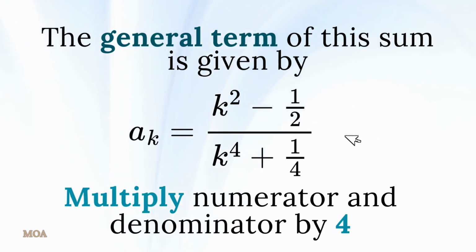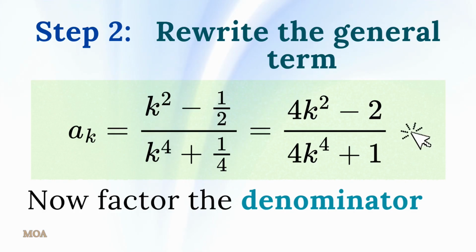To rewrite this term clearly, let us first multiply the numerator and denominator by 4. This allows us to rewrite the general term a sub k as (4k squared minus 2) over (4k to the 4th power plus 1). Now, let us factor the denominator, namely the quantity 4k to the 4th power plus 1.